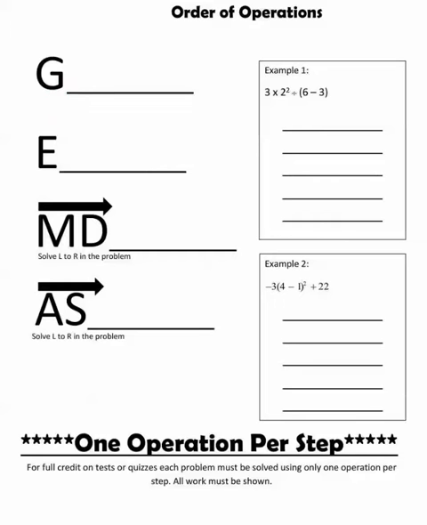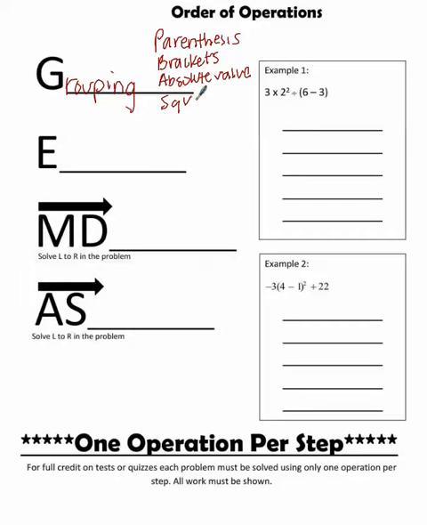So the G stands for grouping. This will include parentheses, brackets, absolute value, and square roots. These are all considered grouping, and you need to evaluate them first.